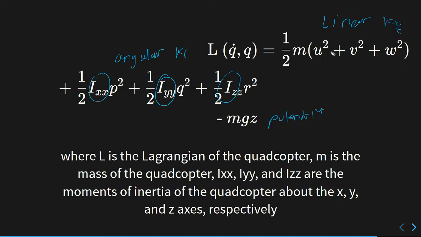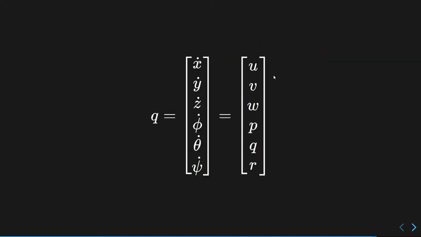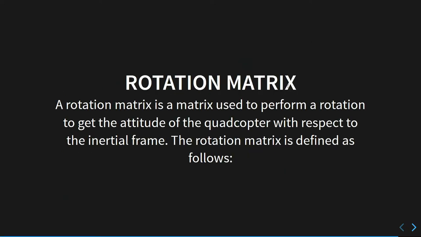So you're basically taking the linear, angular, and potential. As we spoke about in the previous slide, the quadcopter can move in six different ways. One is the linear side, and one is the angular. It's where we spoke about the linear acceleration and then the angular acceleration.